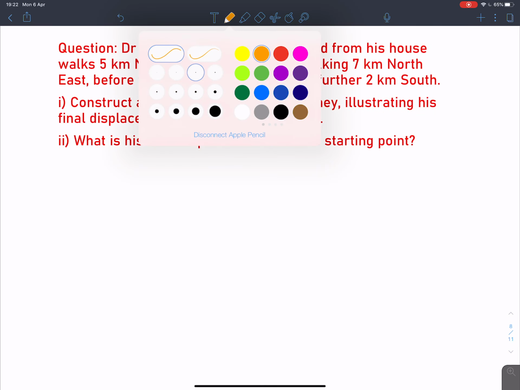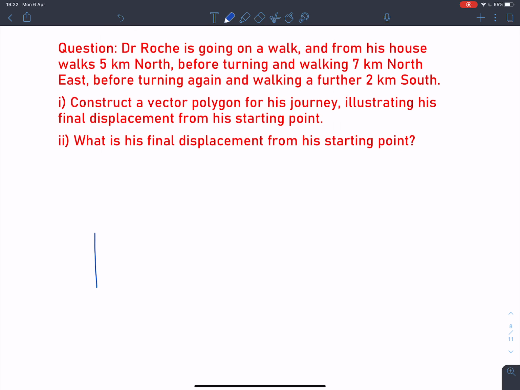Okay, so my vector polygon here. Try and draw this to scale as best I can. I've got a 5 kilometre vector to the north. Then I go 7, so it should be a bit longer there, 7 kilometres northeast. And then I go 2 kilometres south.